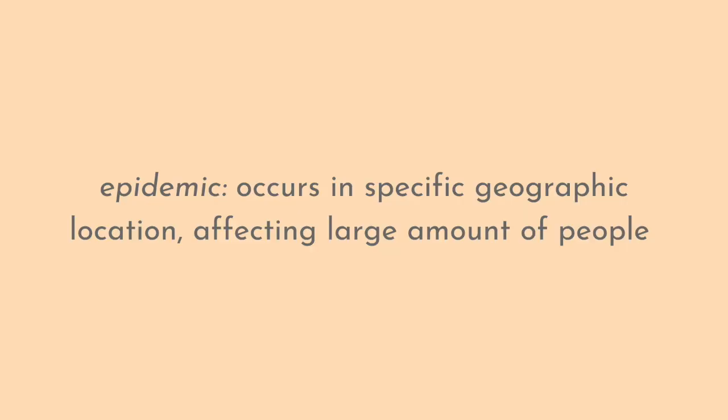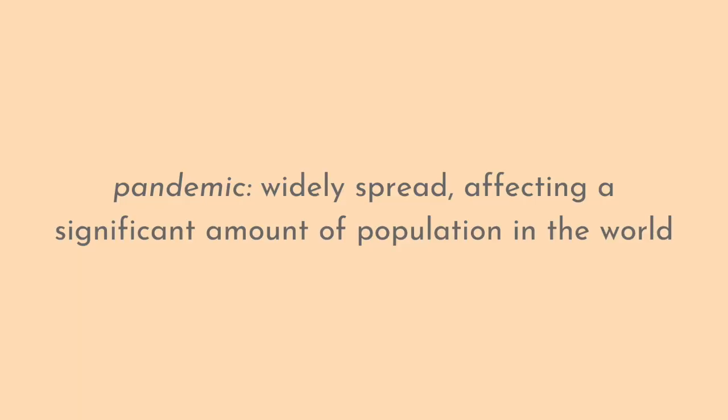I received a question in my previous video which asked me to explain the difference between an epidemic and a pandemic in more detail. An epidemic is a disease outbreak that occurs in a specific geographic location, affecting the people residing in that area. In other words, the outbreak is contained within that region. However, a pandemic is a type of epidemic that spreads worldwide and affects a significantly large amount of the world population.